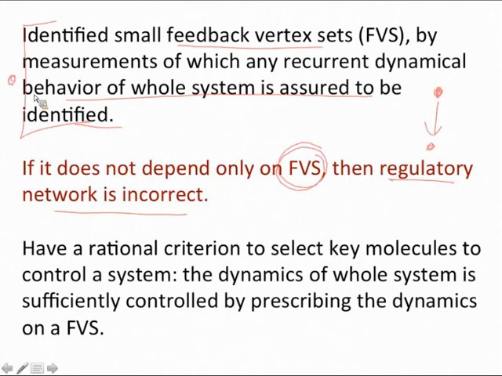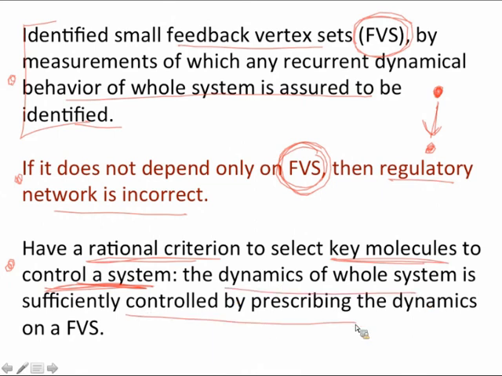So these are supposed to be bullet points right here. The third bullet point that we didn't have much time to discuss is that we have a nice criterion that we can select key molecules to control the system. So if I know my feedback vertex set, then I know that if I control this, then I also control that. So if I control the feedback vertex set, I can control the dynamics of the entire system. So feedback vertex sets give you power. They are quite good. Any questions on any of that?